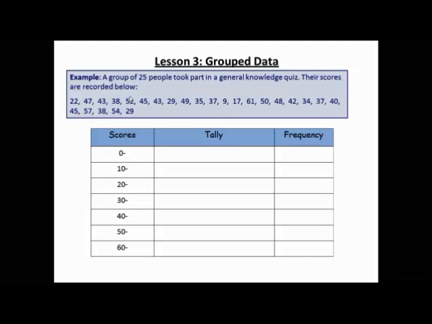So we've got quite a few different scores here, and it wouldn't really make sense to take a tally of each individual score. So what we do is we group the data into what we call class intervals. So these things down the side here are called class intervals. And I'll just write that down. Okay, so we might have an interval of 0 to 9, 10 to 19, 20 to 29, 30 to 39, 40 to 49, 50 to 59, and 60 to 69.